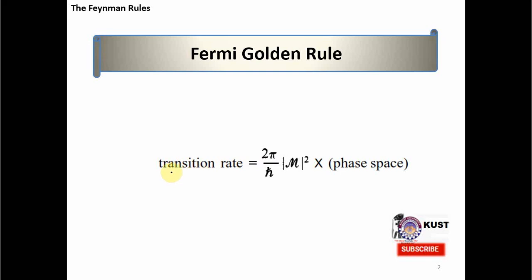But in order to calculate this transition rate, we must know the phase space, which is kinematical information. If phase space allows for any process or transition rate, then the next thing is to calculate the amplitude. And in today's lecture, we will develop the Feynman rules, or the Feynman calculus, for calculating the amplitude.